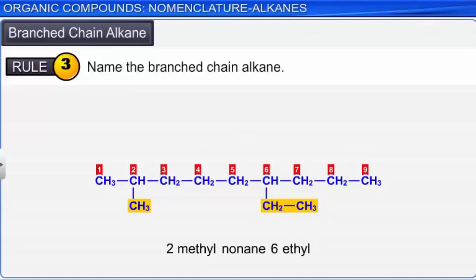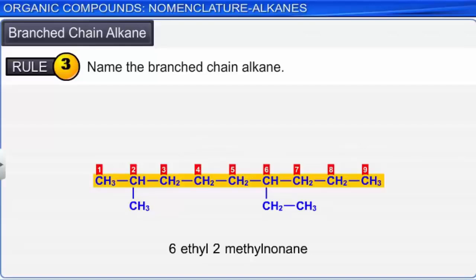If more than one alkyl substituent is present, then the names of alkyl groups are listed in alphabetical order. For example, in this compound, the alkyl groups methyl and ethyl are prefixed to the alkane nonane in alphabetical order, and the positions of the substituents are 2 and 6. Hence, the name of the compound is 6-ethyl-2-methylnonane. The numbers are separated from the alkyl group name by using a hyphen.